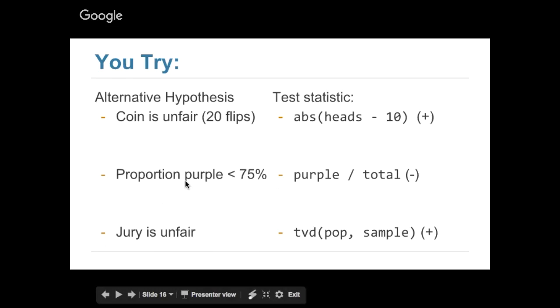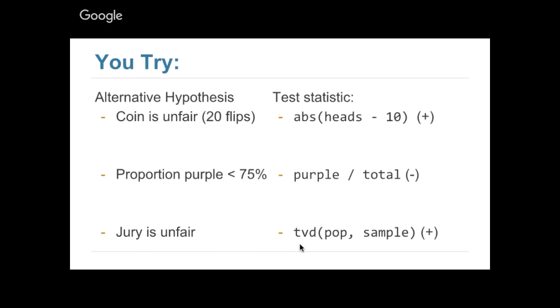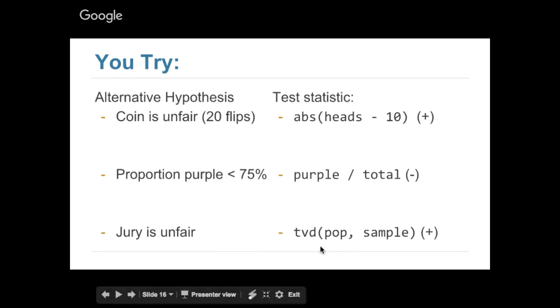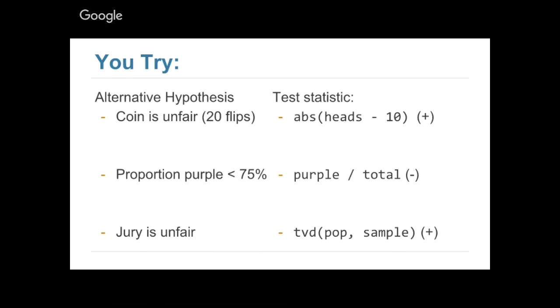Here, I'm not comparing two distributions, I'm comparing two proportions. There, I'm comparing two distributions. TVD is the way that we compare distributions. So I just want to find a TVD between the population and what my sample got. That is my test statistic. Any questions about that one?